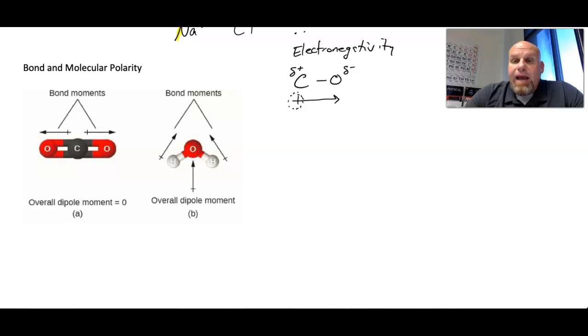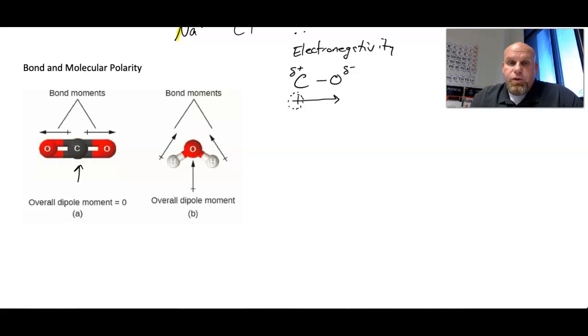So CO2 has bond polarity, but it is not polar overall as a molecule. The reason is that those two dipoles, as you see here pointing in opposite directions, cancel each other out. So overall, this molecule has a dipole moment of 0. I cannot indicate or draw in this molecule where I would have a region of negative and a region of positive in the molecule as a whole. So molecular polarity is affected by both bond polarity and the geometry of the molecule.